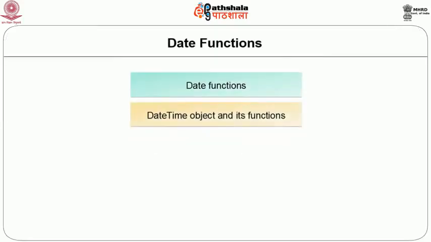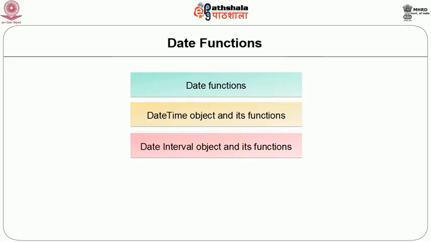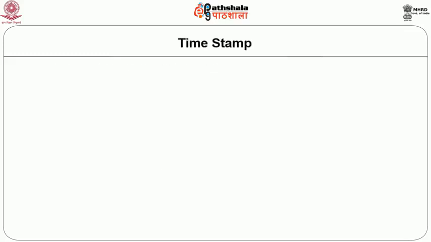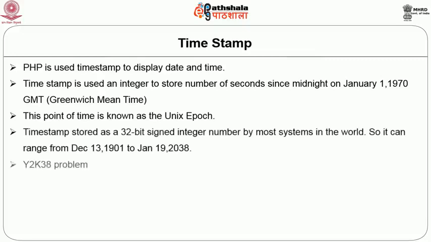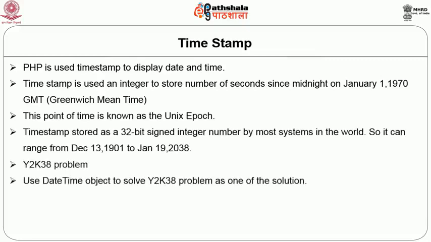Now let's move to the date function. In the date function, I will cover the date function, the DateTime object and its functions, and the DateInterval object and its functions. PHP uses a timestamp to display date and time. This timestamp is an integer that stores the number of seconds passed since midnight on January 1st, 1970 Greenwich time, and this point in time is known as the Unix epoch. And the timestamp is stored as a 32-bit signed integer by most systems in the world.